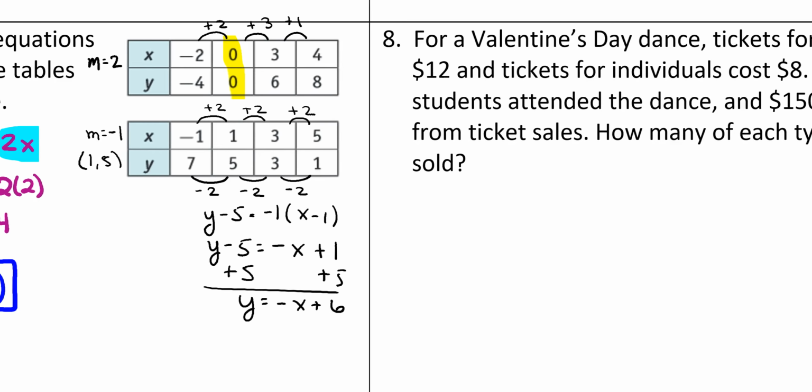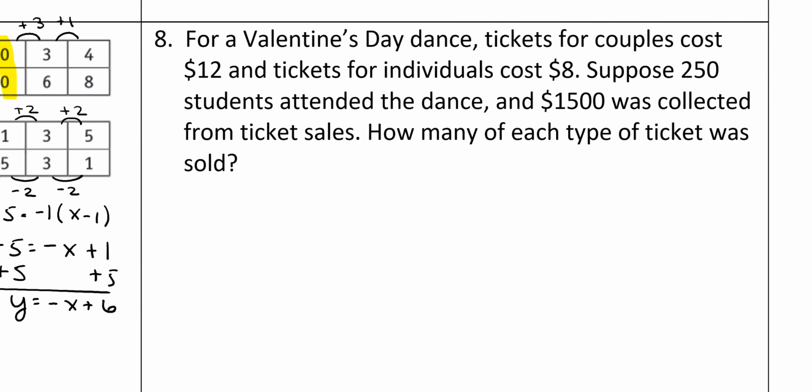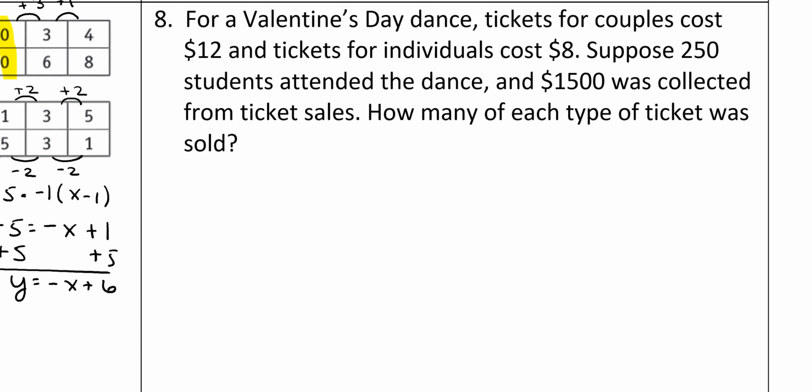Okay? So number 8. So one of our favorite things to do, which is our word problems. So number 8, for Valentine's Day dance, tickets for couples cost $12. That sounds a little important, so I'm going to highlight that. Tickets for couples cost $12. And tickets for individuals cost $8. Again, sounds a little important. It says, suppose 250 students attended the dance.